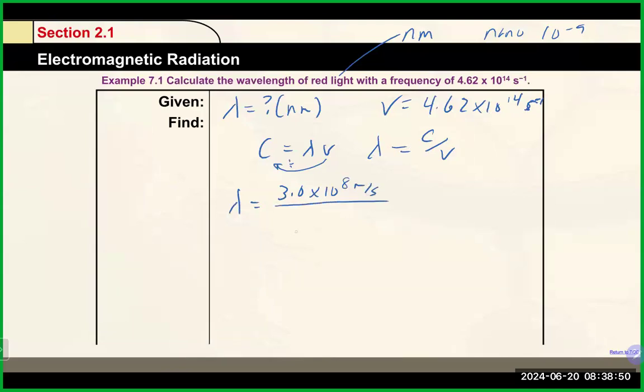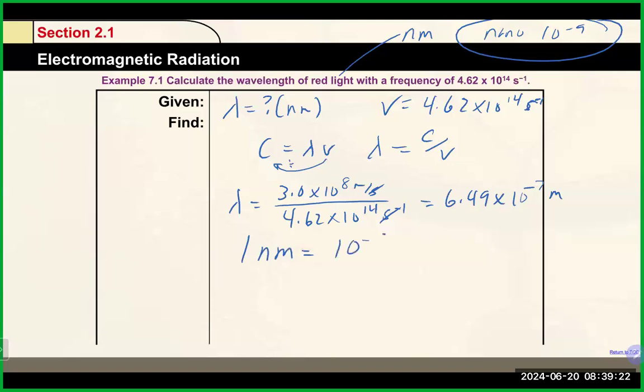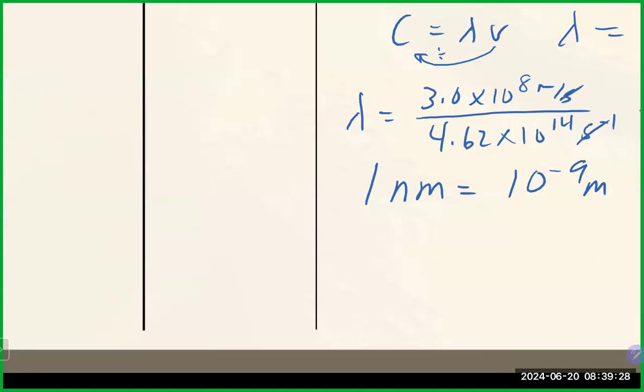Again, you can use the 2.9978 divided by our frequency, 4.62 times 10 to the 14 reciprocal seconds. These will cancel each other out when you do that, and we will end up here with 6.49 times 10 to the minus 7 meters. Remember that we are looking for nanometers here. So in 1 nanometer, there are 10 to the minus 9 meters. Not reversed the other way around, which is a very common mistake people make.